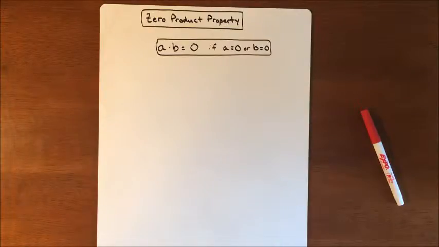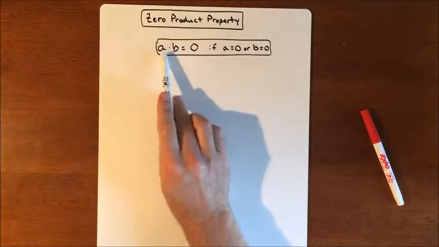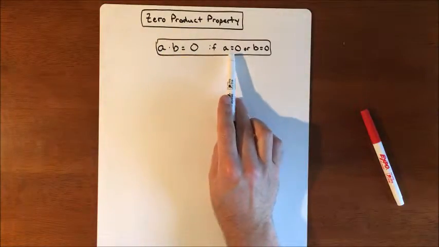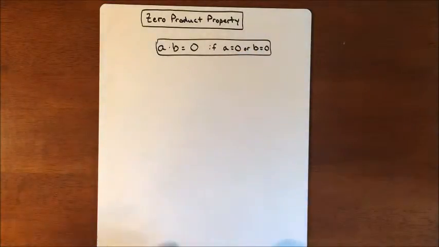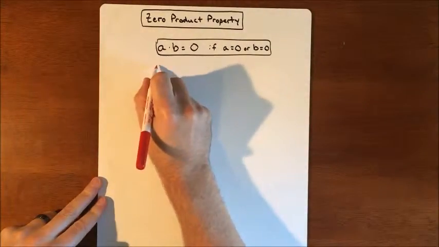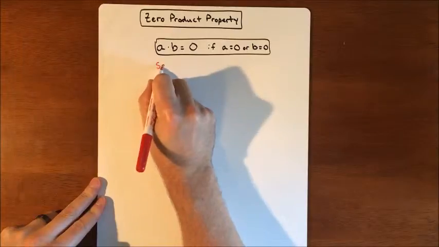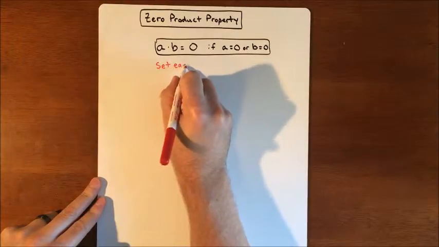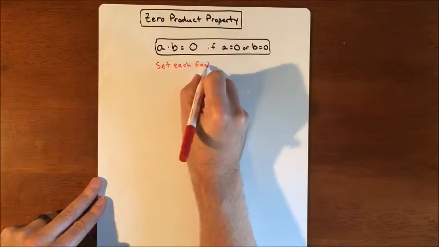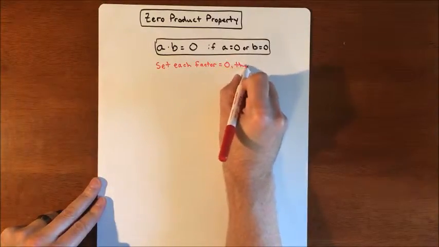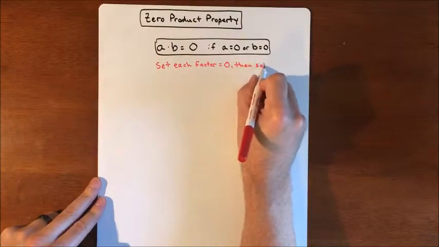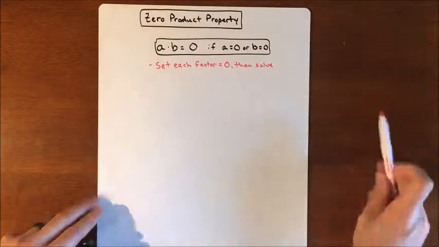In this lesson, we're going to be talking about the zero product property. Basically, when two things are multiplied together to equal zero, the only way for that to happen is if one of them has to equal zero. So we're going to have that, but we're going to have equations. And in general, to solve these types of equations, we're going to set each factor equal to zero and then solve.